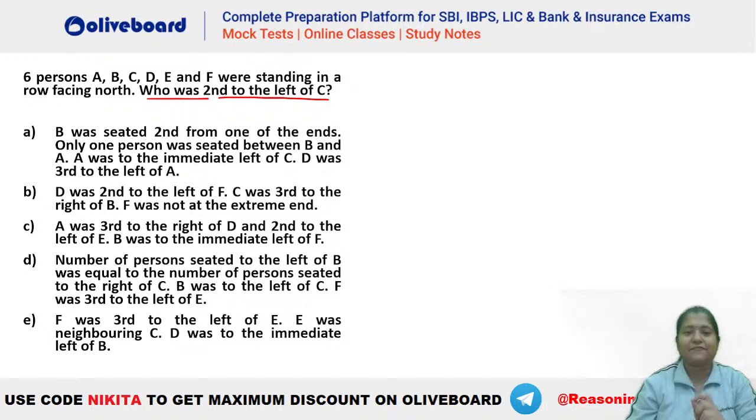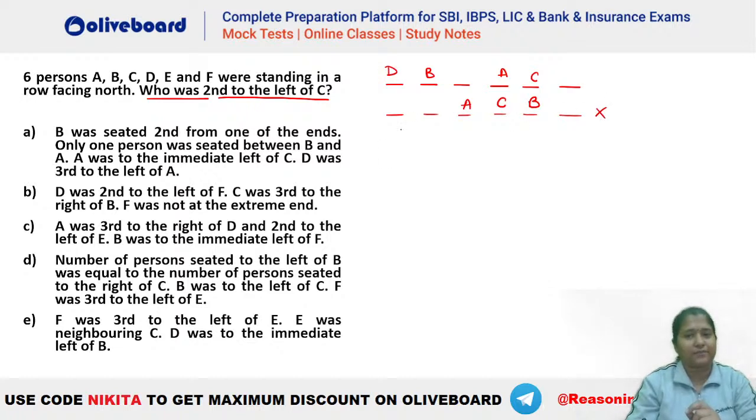Chalo. So let's try the first one. B was seated second from one of the ends, right? So let's try 1, 2, 3, 4, 5, 6. So B can be here also. One person between B and A. Then A was immediate left of C. D was third to the left of A, so D is third to the left of A. That means this is not the right one. Okay. So here you can see this is the right one, but the question is who is second to the left of C. In this case, you can see we have two possibilities, either E or F. है ना? So that means one alone is not sufficient to answer the question. So this is not the one.